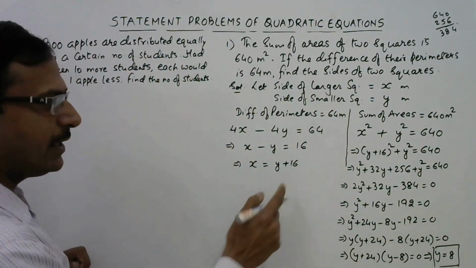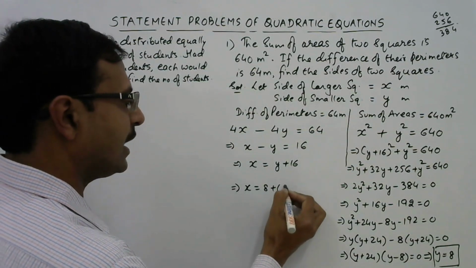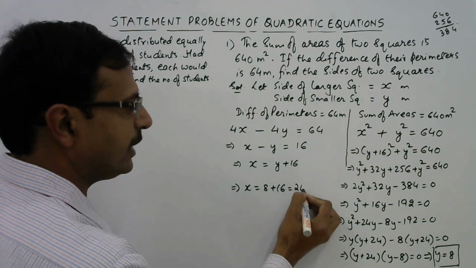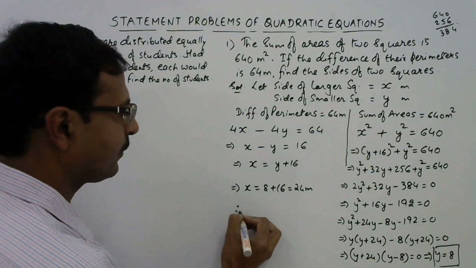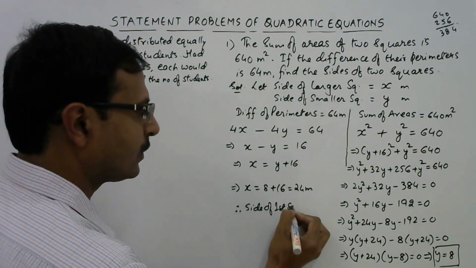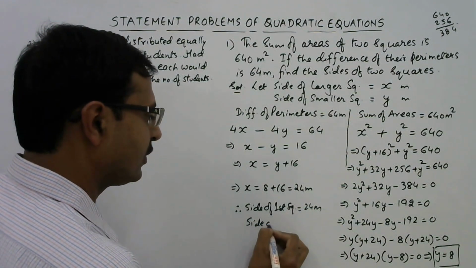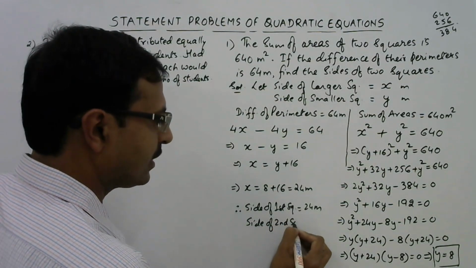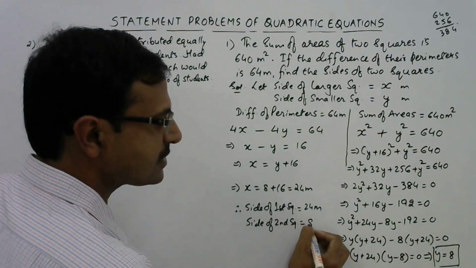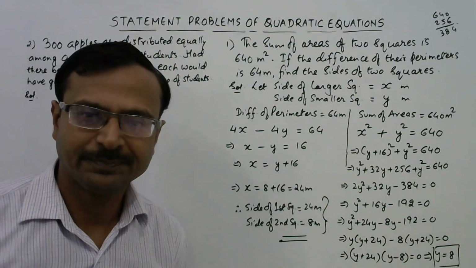Put y equal to 8 here, x comes out to be 8 plus 16, that is 24 meters. So we have the answer, therefore side of first square is 24 meters and side of second square is 8 meters. So this is the answer which was required in this question.